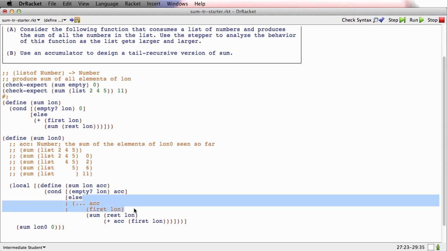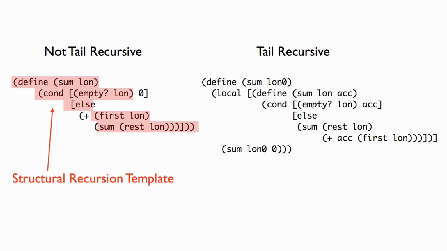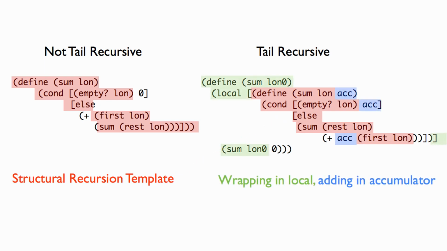Let's compare these two versions of the functions. Let's look at the templates first. On the original sum, there's the template for structural recursion on list of number, and there it is in the new version of sum. And here, in the new version of sum, is the template for the accumulator, and here is the details filled in. And what you can see is that both functions have the structural recursion template. Only one function has the accumulator.